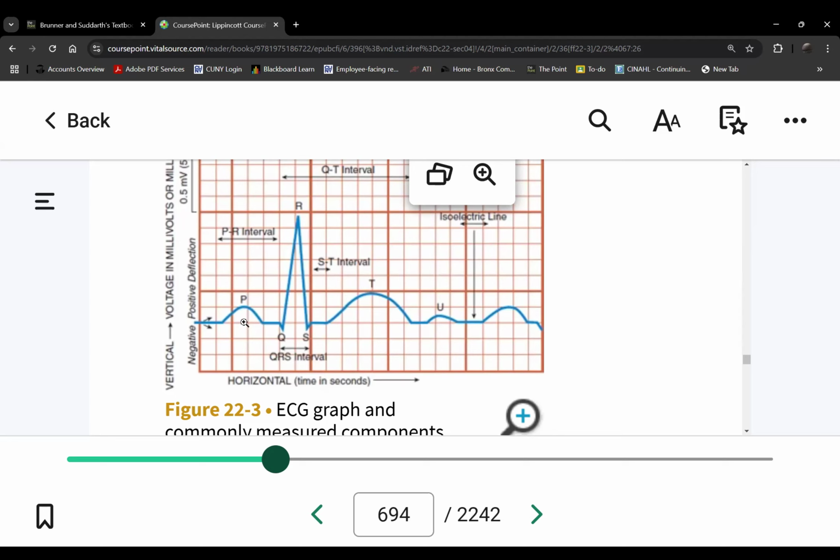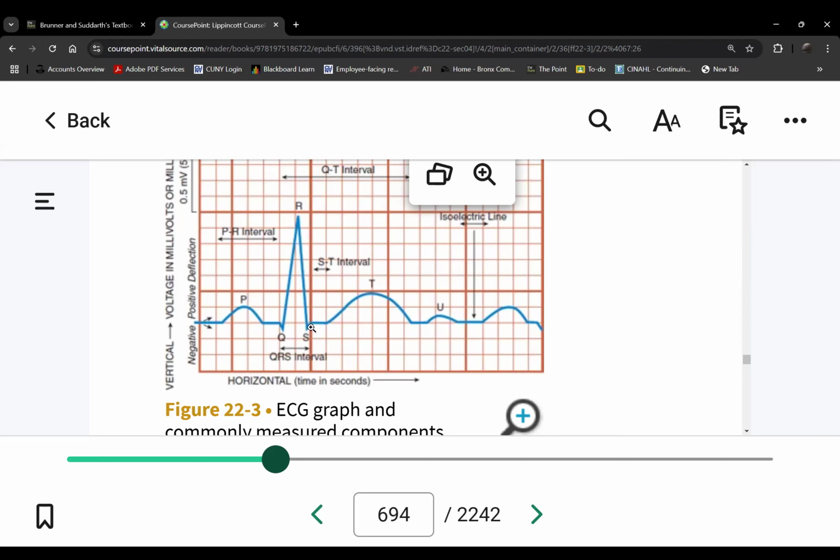So let's count if this is really 3 to 5 small boxes. We start counting from here. This is half of a small box. So therefore, this is 1, 2, 3, 3.5 small boxes. Is that within the normal measurement? Yes, 0.12 to 0.2, which is 3 to 5 small boxes. Okay, so that's the PR interval.